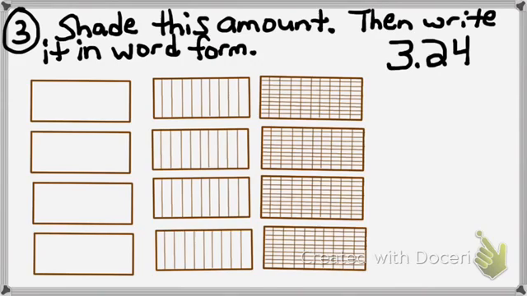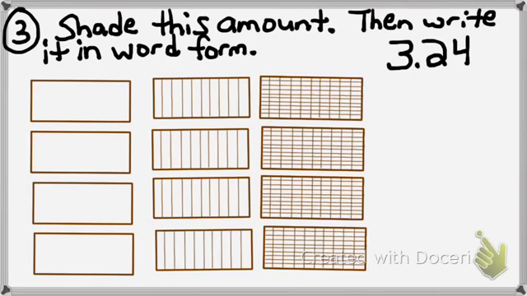We're up to example number 3. Please make sure you have completed worksheet number 1 and worksheet number 2 before starting this example. Okay, so example number 3 is set up a little bit different. It says shade this amount, then write it in word form. And the amount that I have is 3.2. It gives me my boxes, which is nice. They're all set up, and I have to shade this amount.